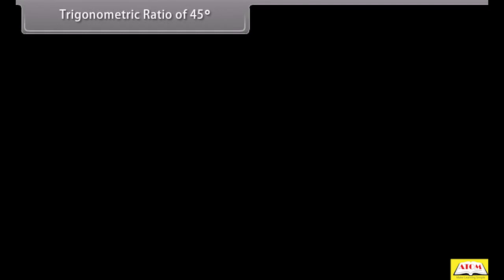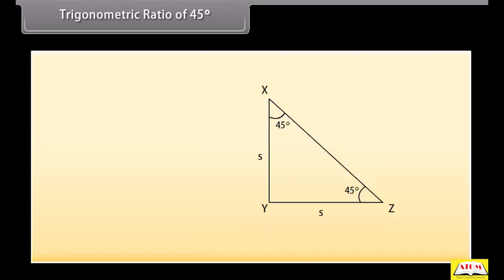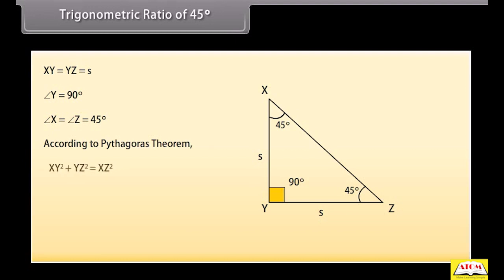Trigonometric ratio of 45 degree. Consider the right-angled isosceles triangle XYZ. XY is equal to YZ, which equals s. Angle Y is equal to 90 degree. Angle X is equal to angle Z, which is 45 degree. According to Pythagoras' theorem, XY square plus YZ square is equal to XZ square. By substituting the values, we get s square plus s square is equal to XZ square. XZ square is equal to 2 s square, so XZ is equal to square root 2 s.